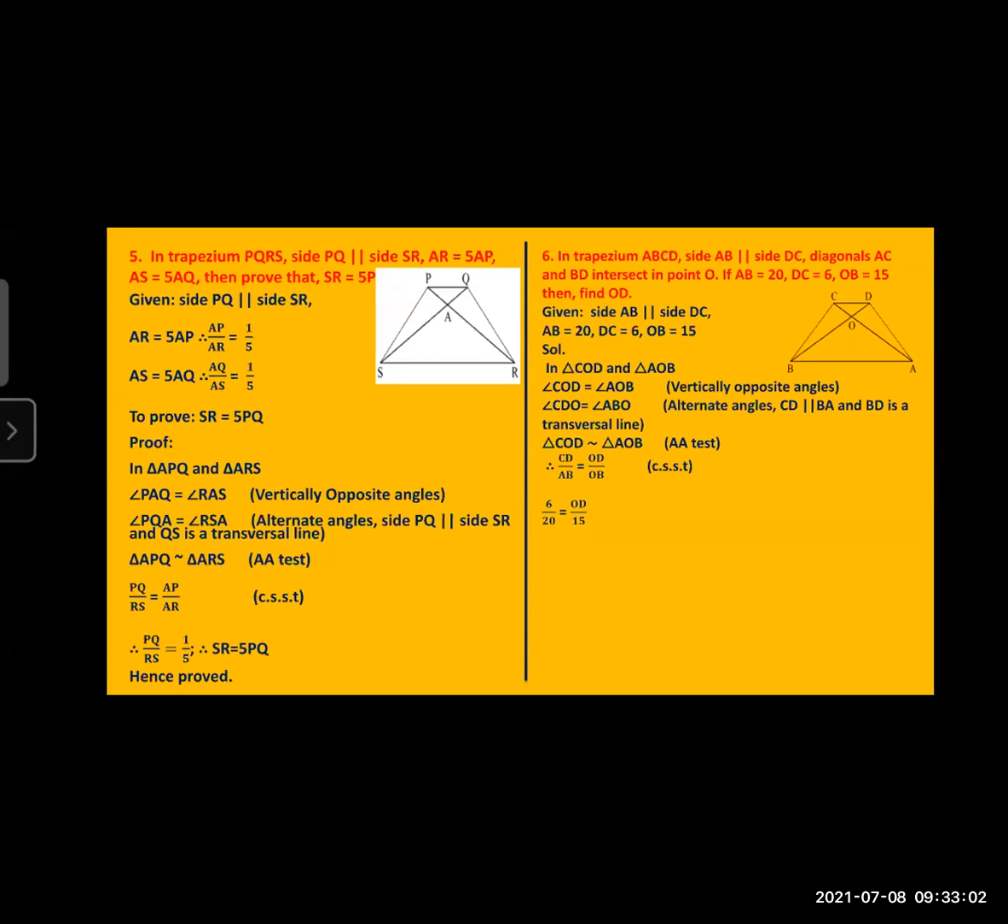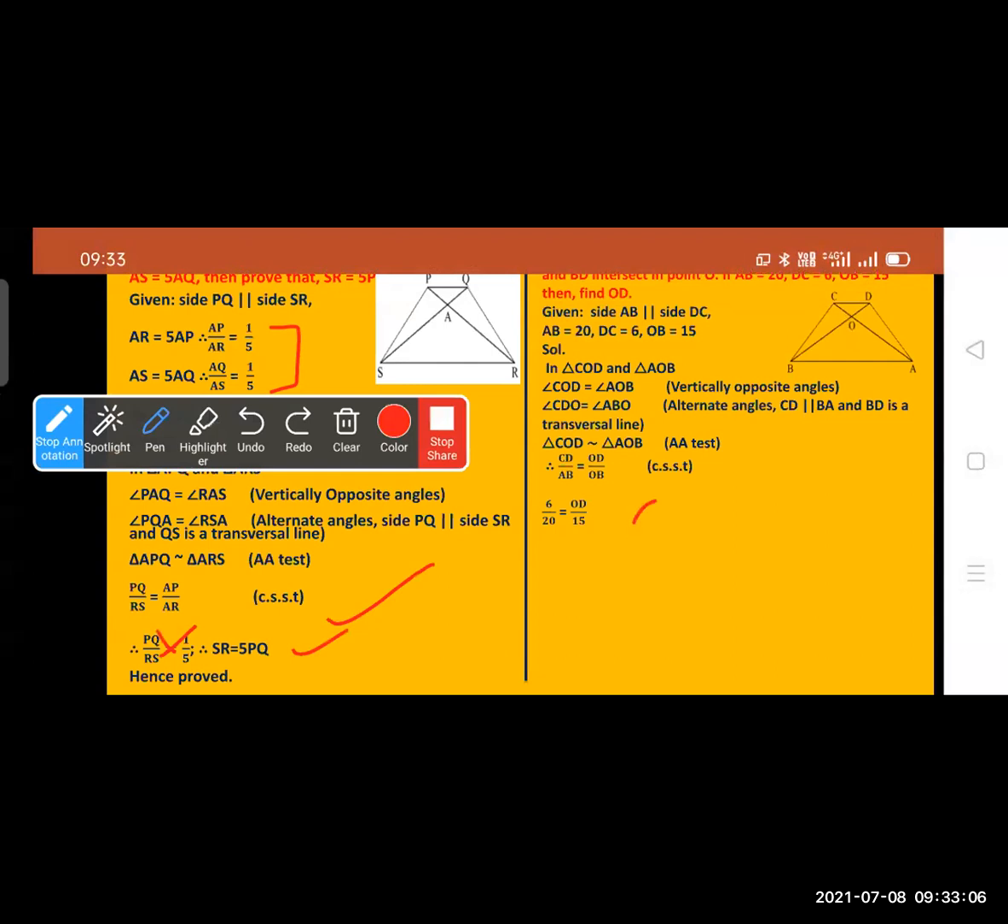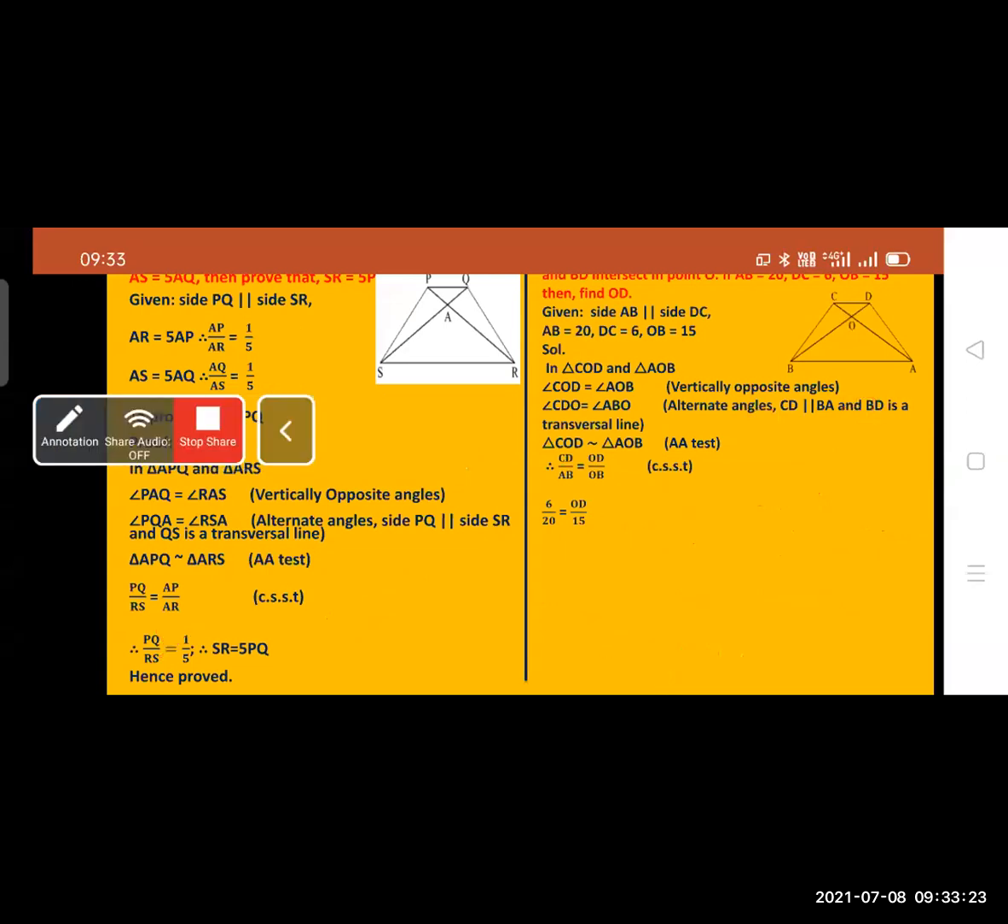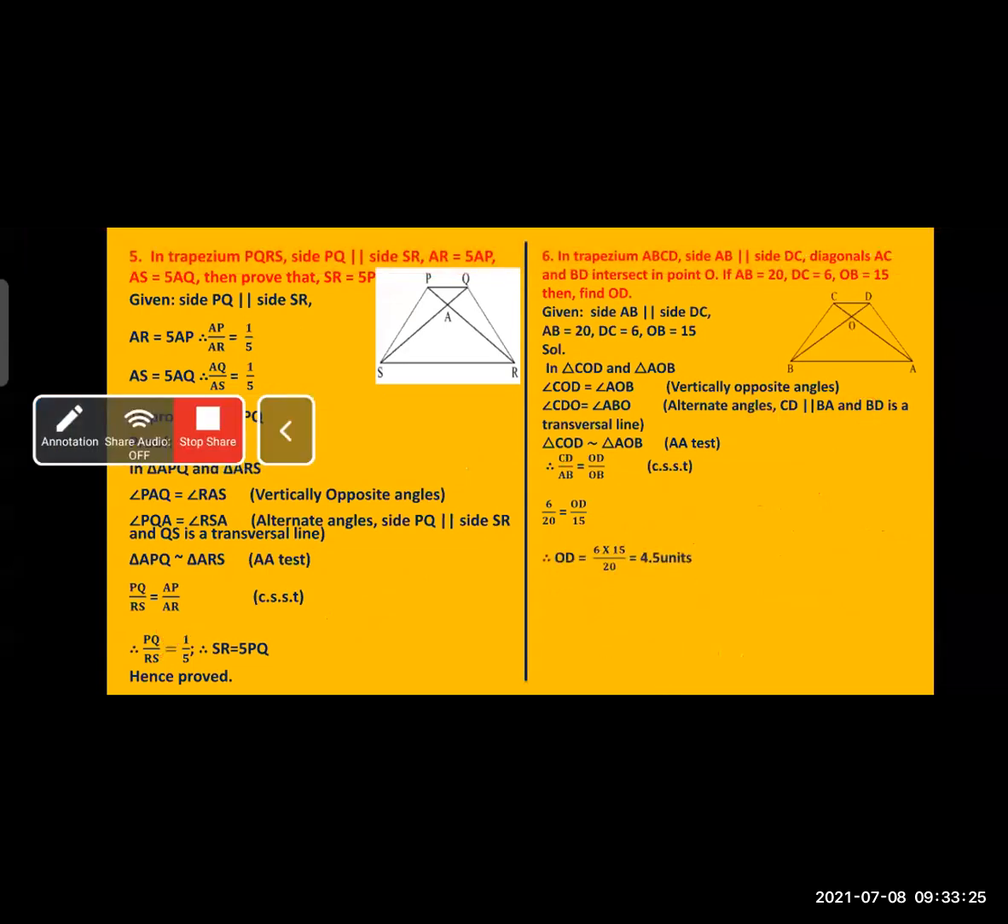Cross multiply. OD is equal to 6 into 15 by 20. 5 ones are 5, 5 threes are 15, and 5 fours are 20. 2 twos are 4 and 3 threes are 9. So we get 9 by 2. 9 by 2 is equal to 4.5. So your answer is 4.5 units. Similar type of question. Okay. So simple. And next question.